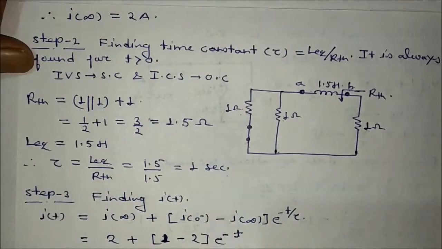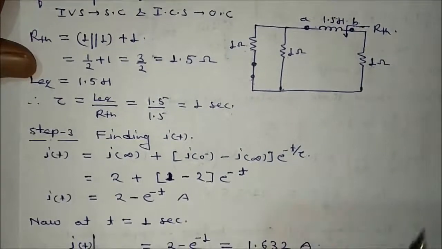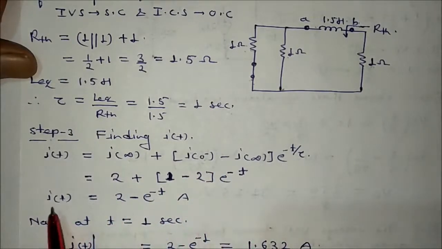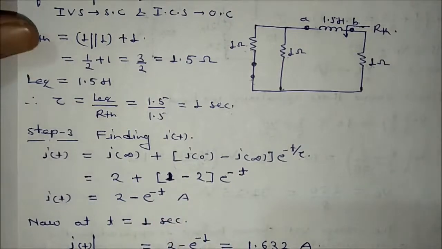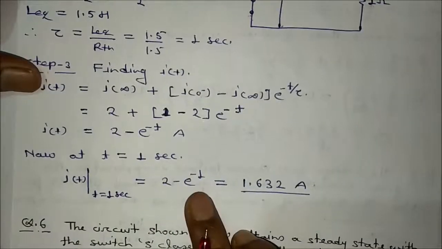Finally, the value of i_L(t) you can easily calculate by using your basic expression. You know this value, you know this value, you know this value, put all these values, and you will get i_L(t) is equal to 2 minus e to the power minus t ampere. But it is asking about the i_L(t) value at t equal to 1 second, so put t equal to 1 second, and you will get 2 minus e to the power minus 1.